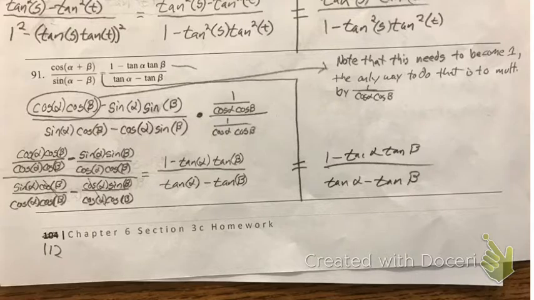The first thing you need to do is, like I said, anytime you see an addition in your angles, you have to write it out fully. So cosine of alpha plus beta is cosine alpha, cosine beta, minus sine alpha, sine beta. Well, sine of alpha minus beta, you can expand that into sine alpha, cosine beta, minus cosine alpha, sine beta.